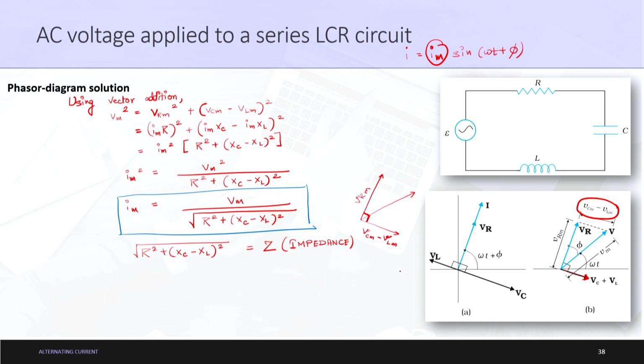Therefore, the final formula we obtained for Im is Im equal to Vm by capital Z. Capital Z is called impedance, and this is analogous to resistance.